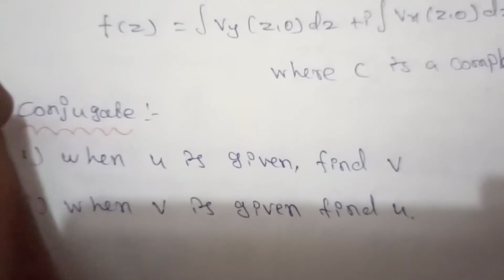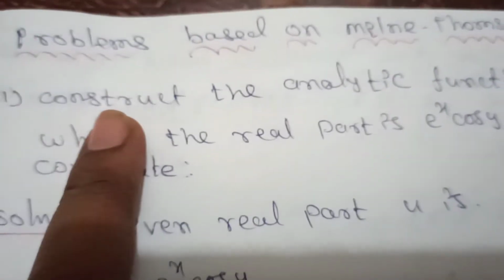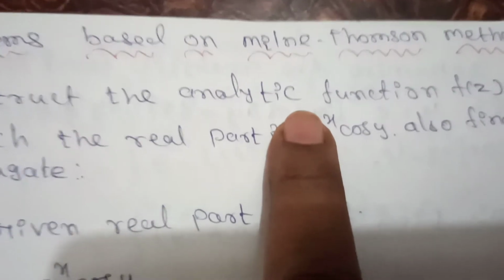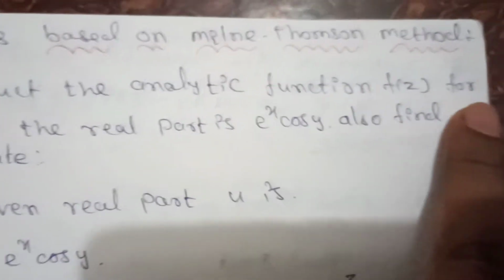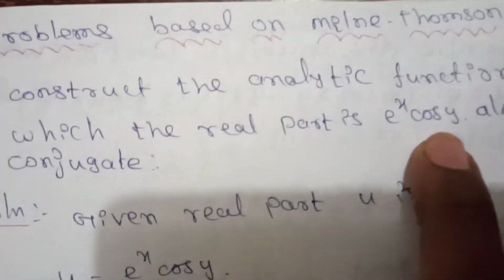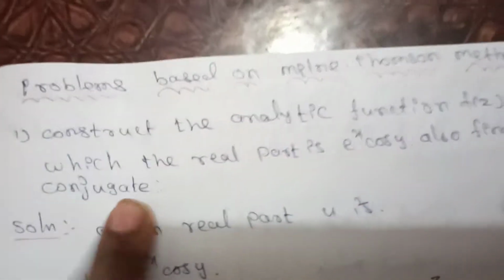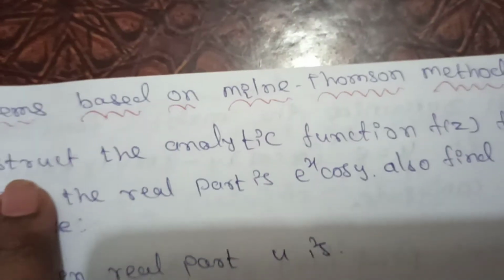Okay, and now see the problems based on the Milne-Thomson method. First problem: construct the analytic function f of z for which the real part is e power of x into cos y. Also find the conjugate. Once again, repeat the question.